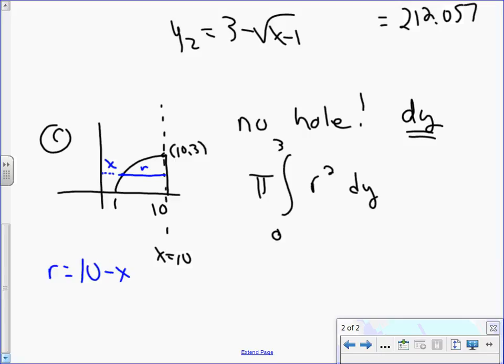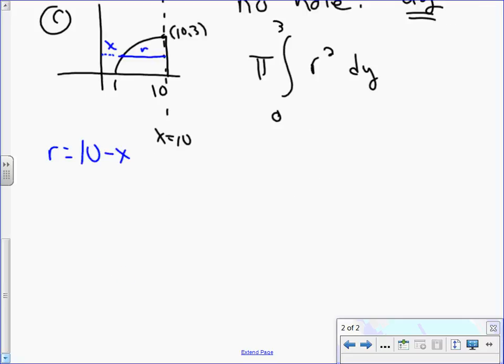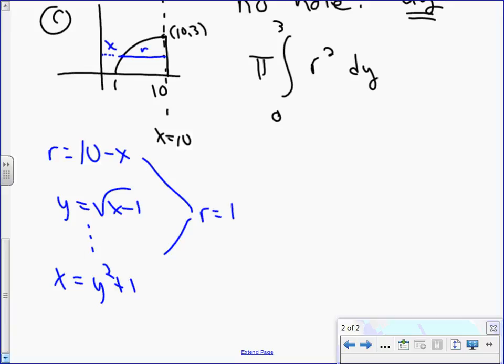And what is x? I do not know. I know what y is. y is the square root of x minus 1. So I need to turn this around to find what x is. So therefore, what is r? 10 minus parentheses y squared plus 1. See all the places for little mistakes? So what does r actually end up being?